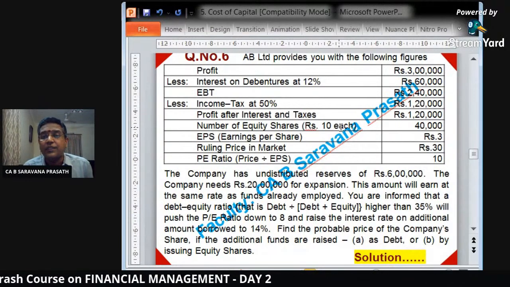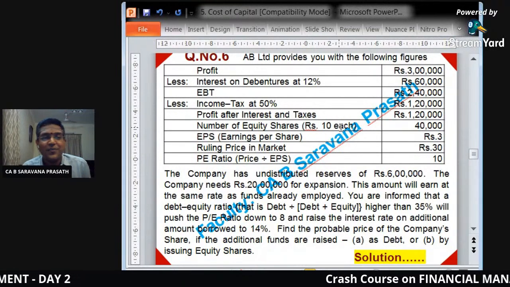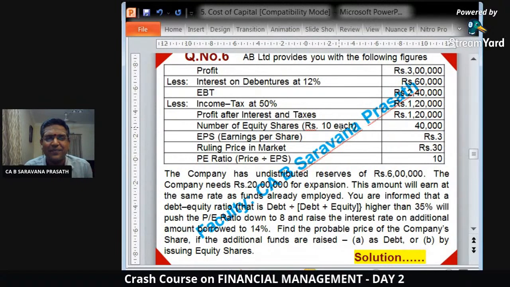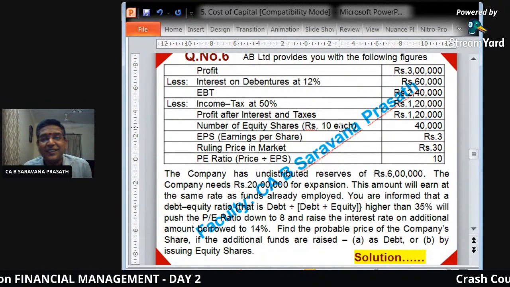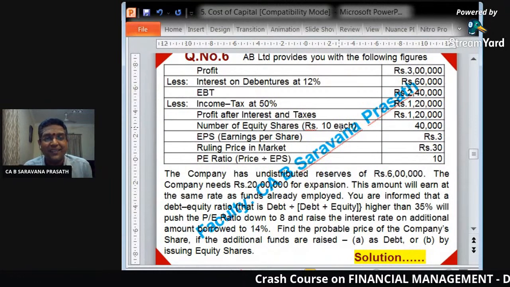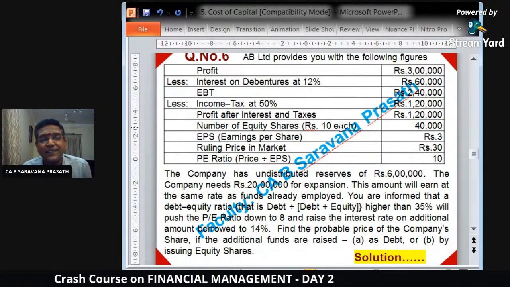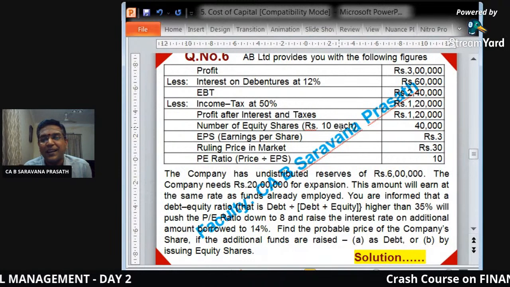Number of equity shares of 10 rupees each is equivalent to 40,000, which means 4 lakh is the equity share capital. Earnings per share is equivalent to 3 rupees. The ruling price in the market, current market price, is 30, and the price earning ratio, market price divided by earnings per share, is equivalent to 10 times.